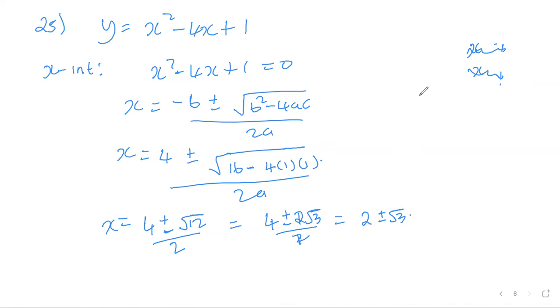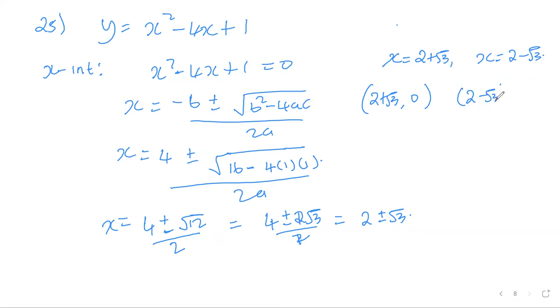So our x-intercepts will be x equals 2 plus root 3 and x equals 2 minus root 3. So we have the points (2 plus root 3, 0) and (2 minus root 3, 0). Those are our x-intercepts.